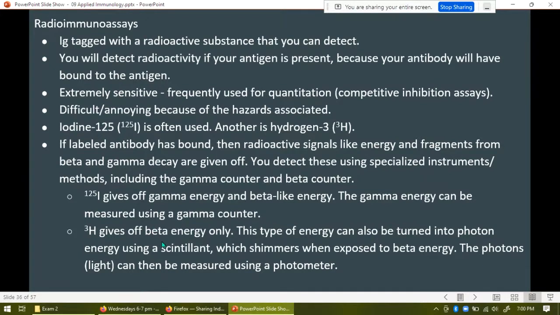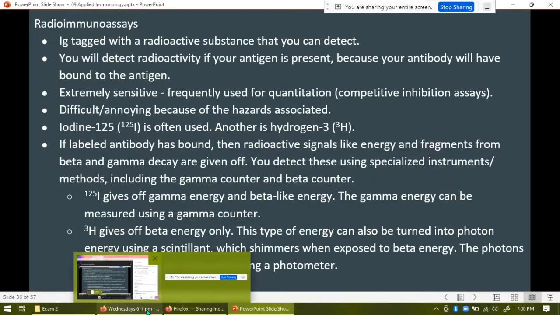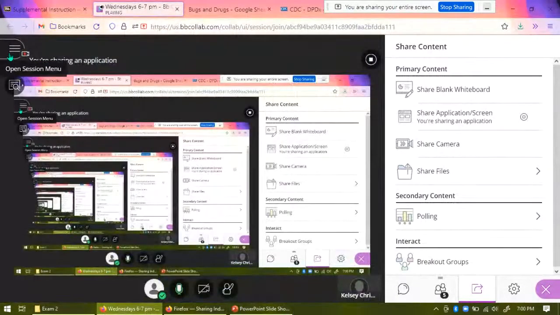There's also this weird thing where a scintillant can take beta energy and turn it into photon energy, which shimmers when exposed to beta energy. And then you can measure the light that comes off of this using a photometer or a spectrophotometer. So interesting stuff, but unfortunately not so useful because of the hazards, and this is almost never done now. This is really cool stuff.